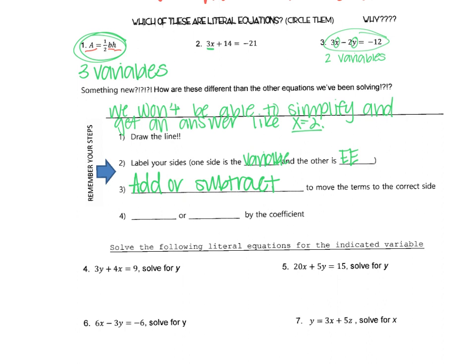And the last step, multiply or divide by the coefficient. So if we want to get y by itself and I've got 3y, I've got to divide everything on the other side by 3, the coefficient, the number in front of the y. Okay, we ready for some examples? Let's do it. Let's do some math.